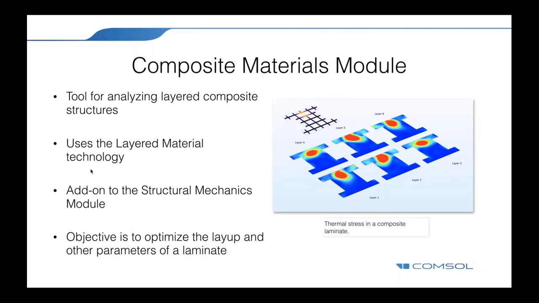So what is the Composite Materials Module? The Composite Materials Module is an add-on to the Structural Mechanics Module that brings you modeling tools and functionality tailored for analyzing layered composite structures. Some common examples of layered composite materials are fiber-reinforced plastic, laminated plates, and sandwich panels. These layered composite materials are widely used in manufacturing aircraft components, spacecraft components, wind turbine blades, automobile components, buildings, boat hulls, bicycles, and safety equipment.